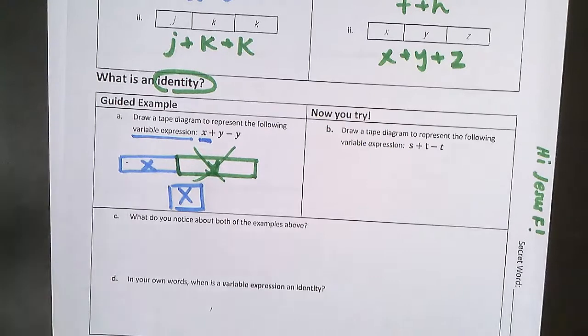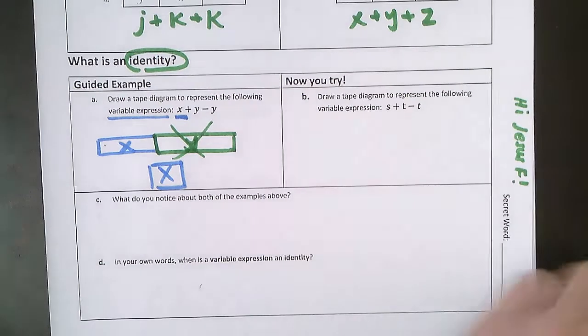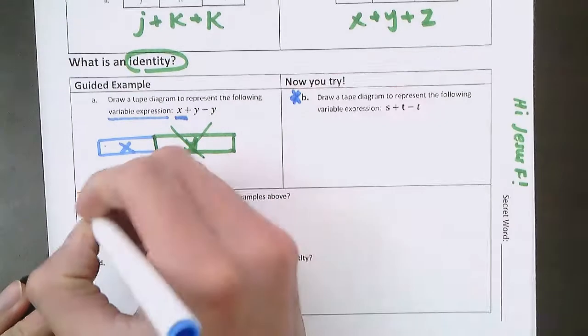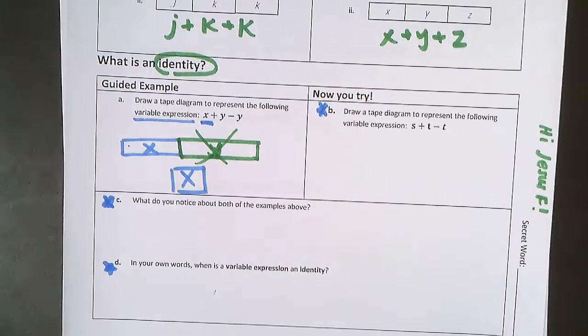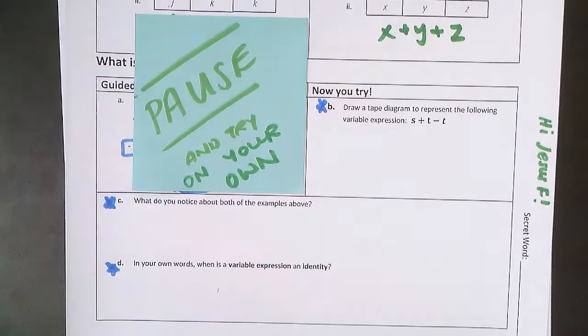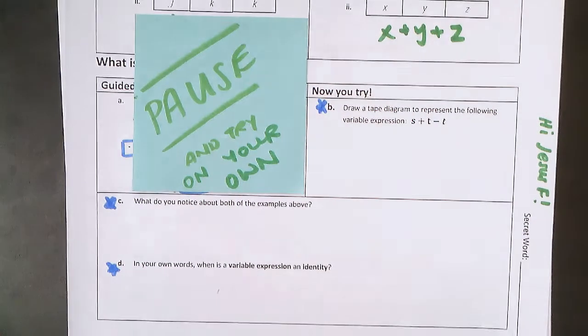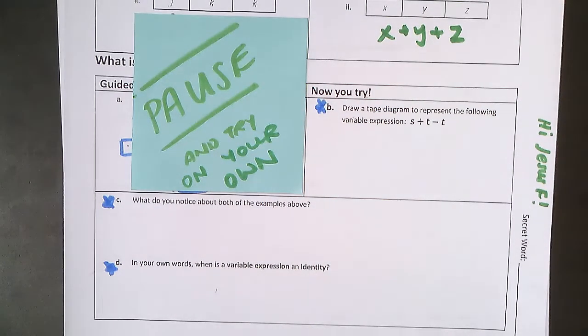Okay. Now that I've done this example, I think you have enough information to be able to answer problems B, C, and D on your own. So, you guessed it, it's that time again. We are going to pause, and I want you to try B, C, and D on your own, and then resume the video to check your work. So let's pause and check. And now you are resuming the video to check your work.